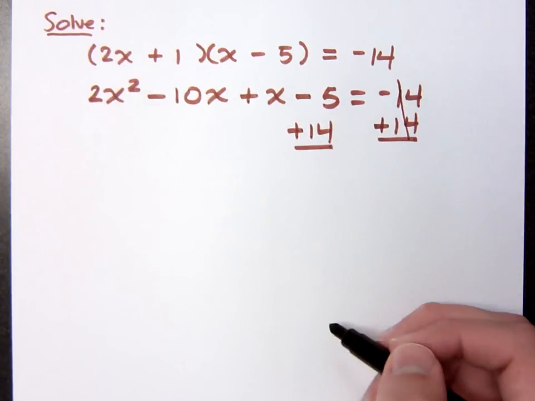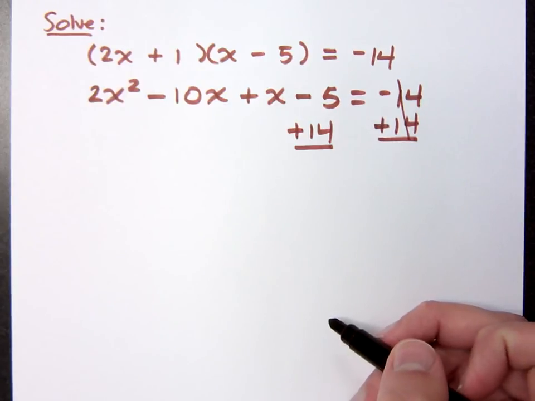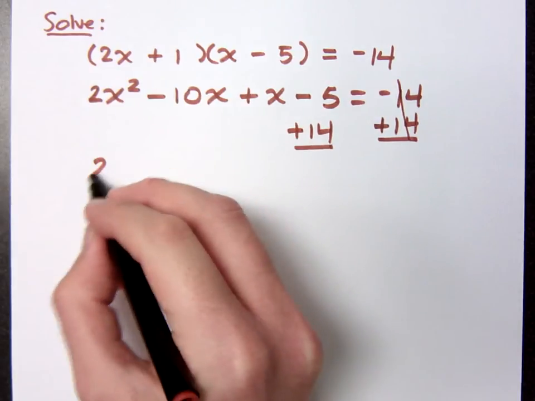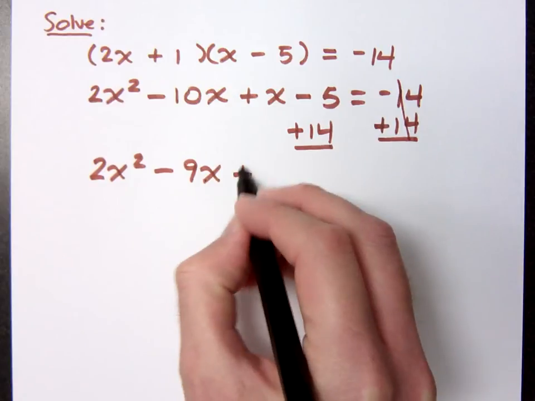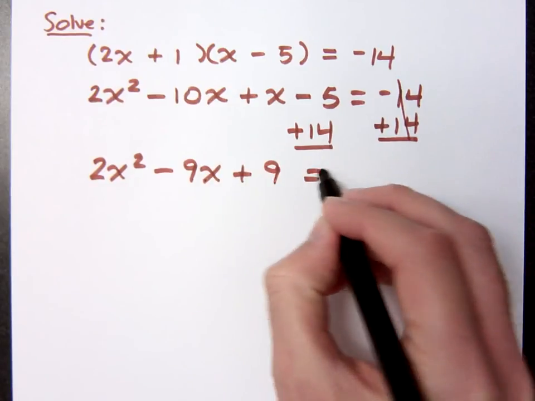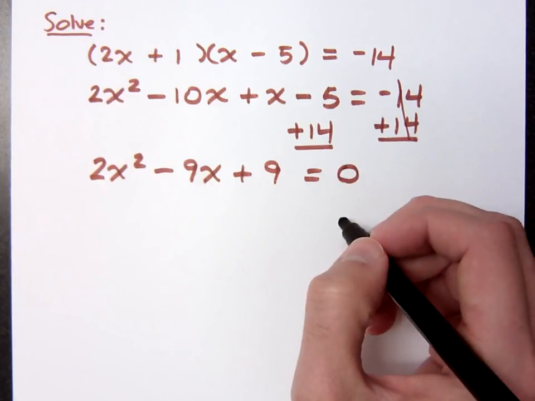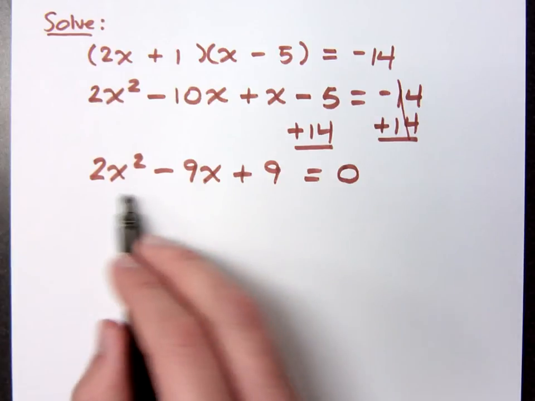So those guys cancel. What do I have on the left side when I combine my like terms? 2x squared minus 9x plus 9. Is that what you said? Yep. Very good. And this equals what? 0. Right, because this is still an equation, so you have to make sure that you write it as an equation. Now I need to factor this guy.